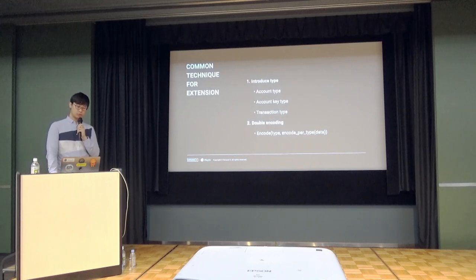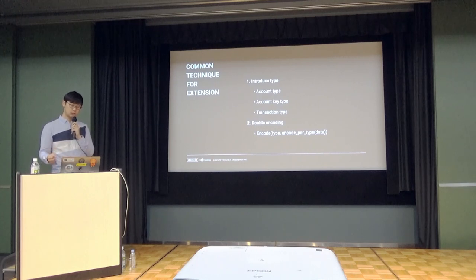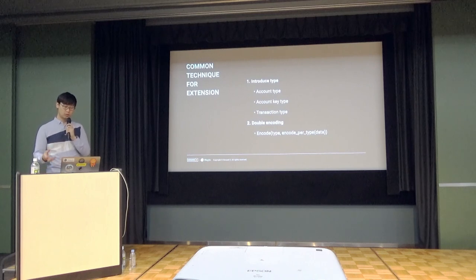So for those extensions, we use common techniques. First one is introducing type. So we designed three data structures: account, key, and transaction. For all those data structures, we have type information. And we use a double encoding mechanism. So we encode data at first, then the encoded data is encoded once again with type information. So when we decode this kind of data structure, we first decode the type information, and then we decode once again based on the type information.